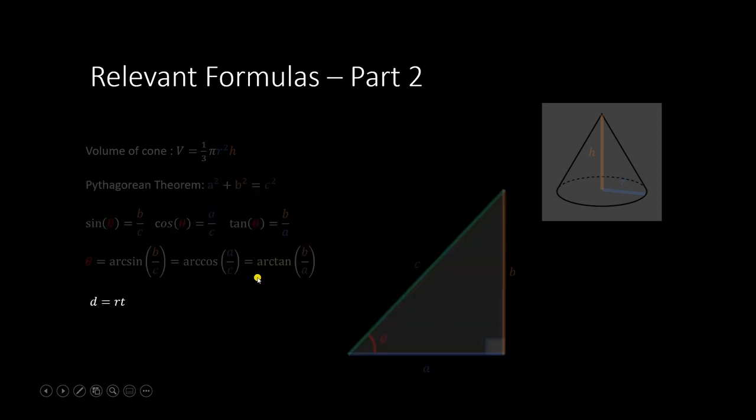Finally, when you're talking about a person or an object moving, you can use this formula, d equals rt, where d is the distance, r is the rate or speed, and t is the time. So if you take the speed multiplied by the time, you get the distance they move. I know we're spending a lot of time on these formulas, but they will be useful going forward.